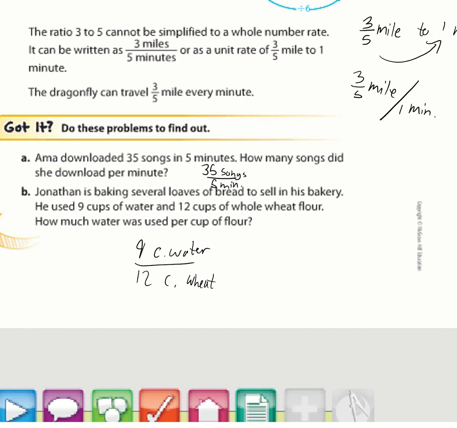So I was able to find the ratios, 35 songs for every 5 minutes. And that's going to equal, so divide by 5 on both sides, or top and bottom, 7 songs per minute. And that is going to be my unit rate. For this one, we just have to simplify. So divide by 3 on both sides. So it's going to be 3/4 cup of water for every cup of wheat.